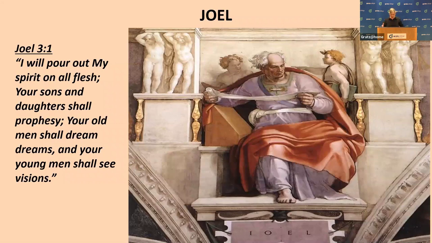It's a universal prophecy at the end of time. It includes everyone, old, young, men, women, all flesh. Again, emphasizing the universal message that Michelangelo wants to get across.